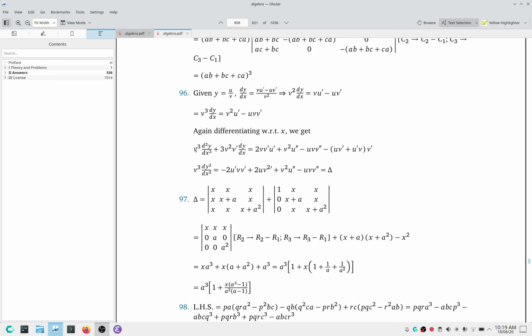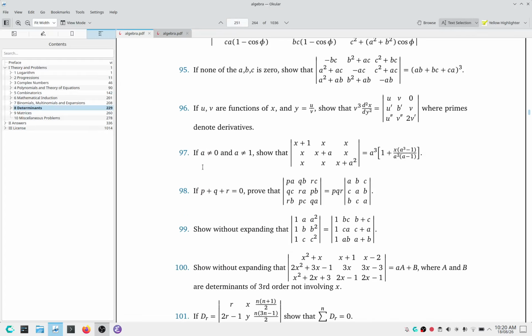So we differentiate again. We get v³ d²y/dx² + 3v²v' dy/dx = 2vv'u' + v²u'' - uvv'' + (-uv' + u'v) multiplied with v'. So now we can substitute this v² dy/dx from here, and we get v³ d²y/dx², this is not really a square, this should be d²y, second order differentiation of y with respect to x, equal to -2u'vv' + 2uv'², it should be v' square, plus v²u'' - uvv'', which will be equal to our delta.